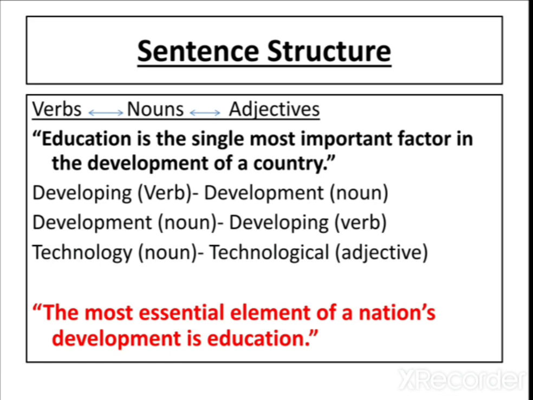Changing the placement of the words can also help you out a lot. For example, our original question was, education is the single most important factor in the development of a country. Now you notice the red one line. Here I have changed some of the wording as well as the order. So here education is at the beginning. In my sentence, the most essential element of a nation's development is education.